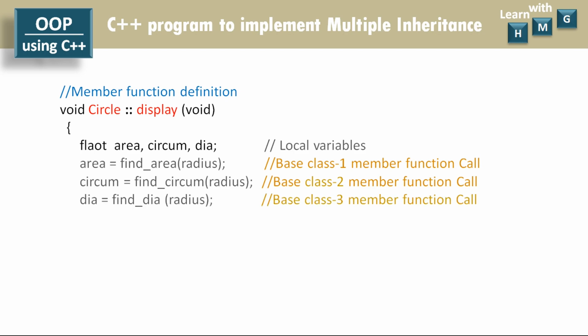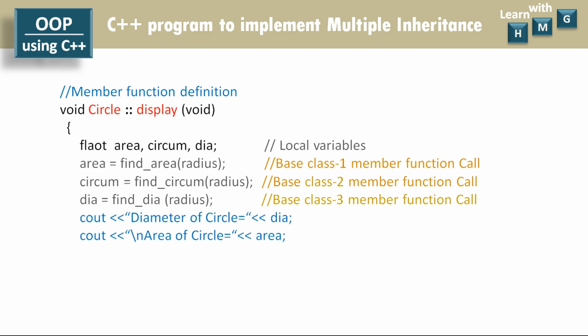The third function call is the find dia function with argument radius, which is the base class 3 member function, and the return value will be stored in dia. So like this, the three values area, circum and dia are made available through the function calls find area, find circum and find dia. Let us display it as an output. Diameter of a circle is dia, area of the circle is area, and circumference of circle is circum. Return, end of the display function.